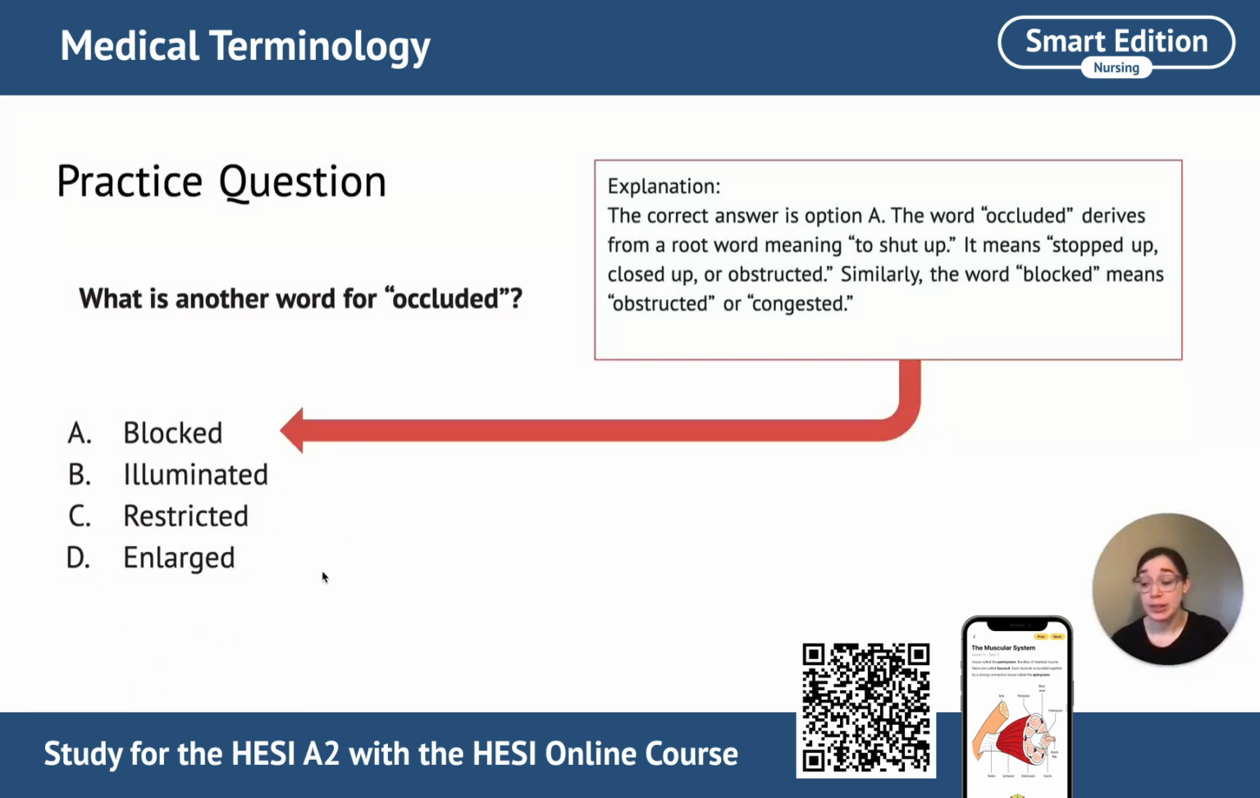And then the word enlarged means to make bigger or more extensive. So kind of the opposite of what occluded means. So D, C, and B are incorrect. A is indeed our best answer, the best synonym here, as we've seen as we've broken these words down.